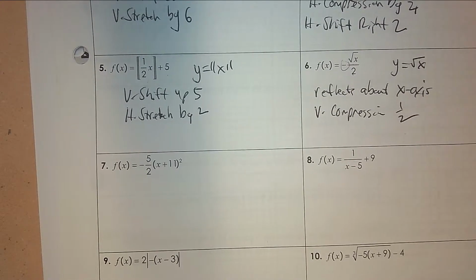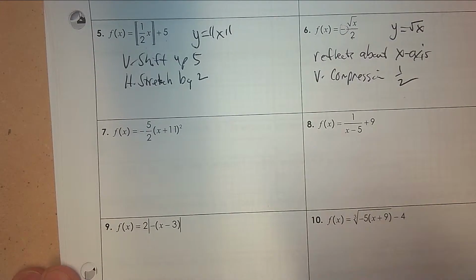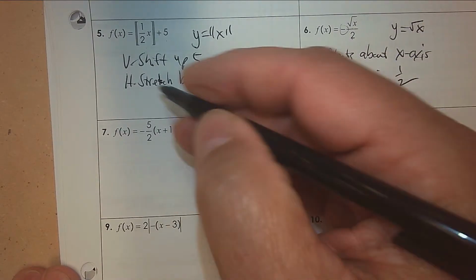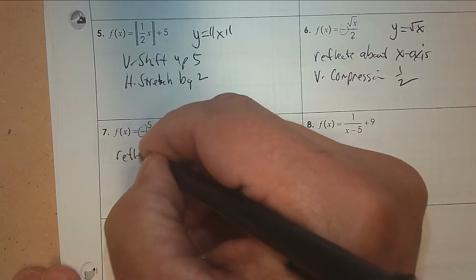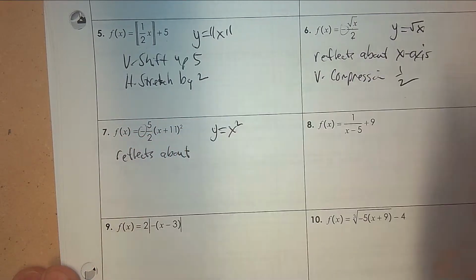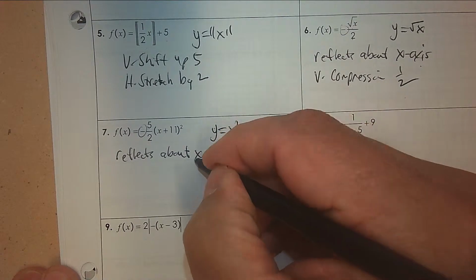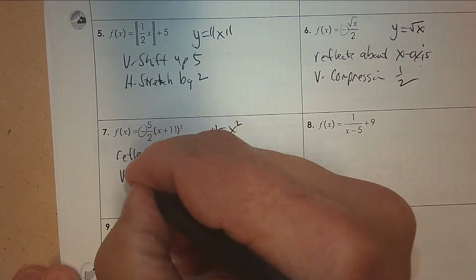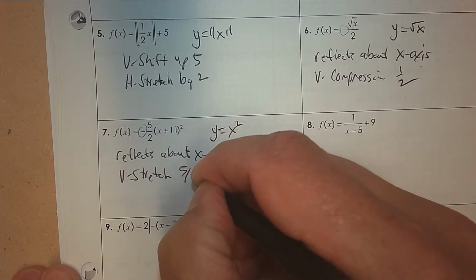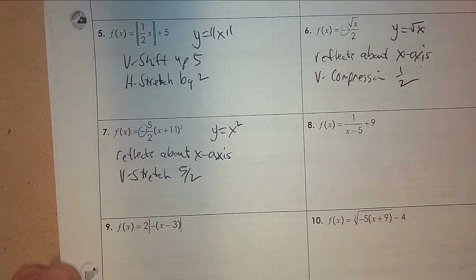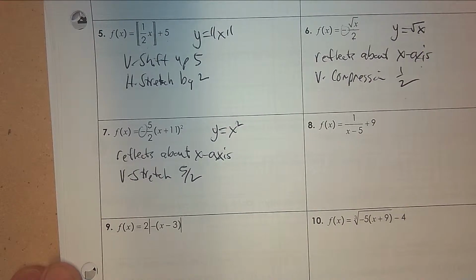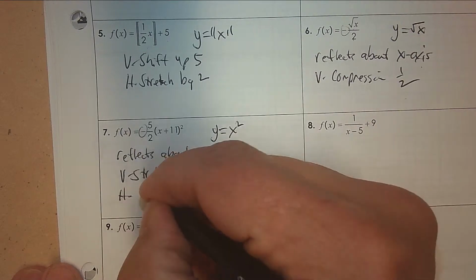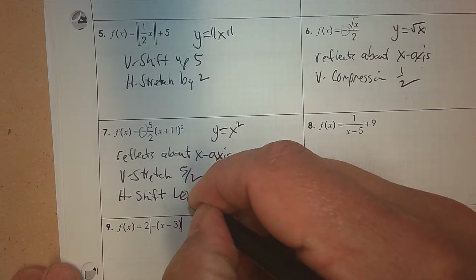7. What do we see? Parent, just x squared. What's on the outside? I see a negative. That means it reflects about. So remember, on the outside, it's the x-axis. What else do I see? 5 divided by 2. That makes it a vertical stretch. That's 2.5. So a fraction doesn't mean it's a compression. It has to be a fraction between 0 and 1. And then what else do I see? Inside. So that means there's a horizontal shift. What direction? Left. How many? 11.